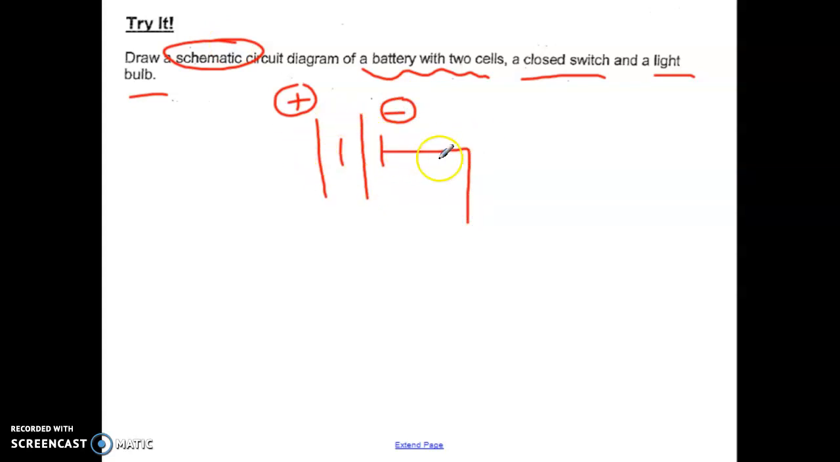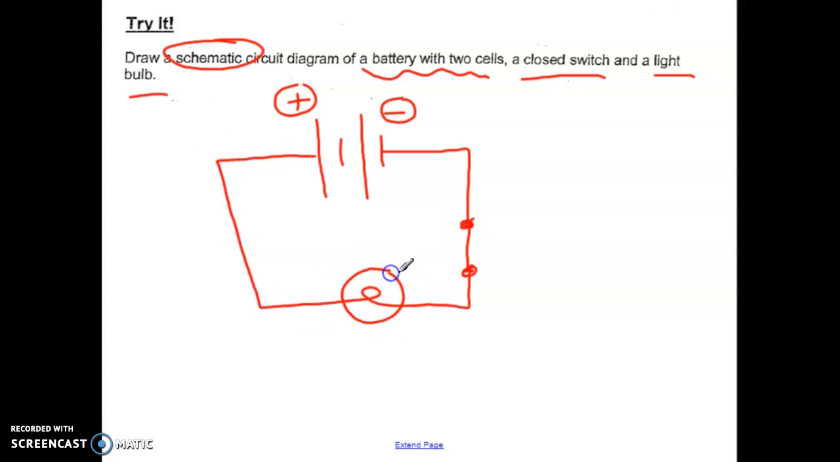Okay, so we're drawing wires to connect things. So we have a closed switch. That means there should be no gaps. And a light bulb. We're going to connect it back to our battery. So here's our little circuit. So we have a 2-cell battery, a closed switch, and a light bulb.